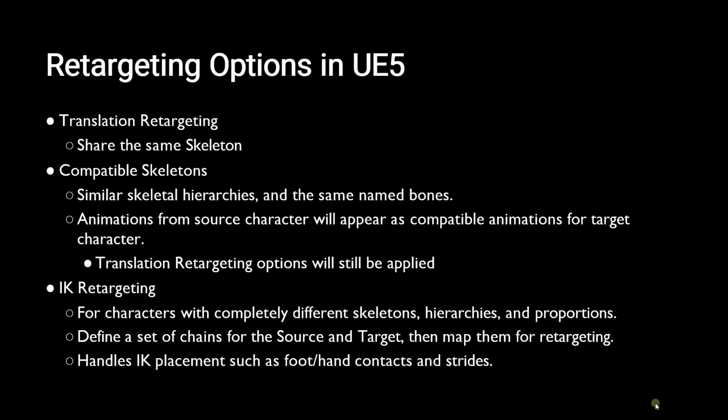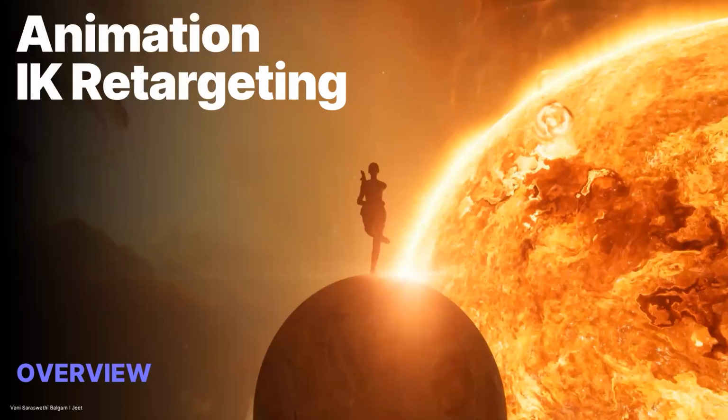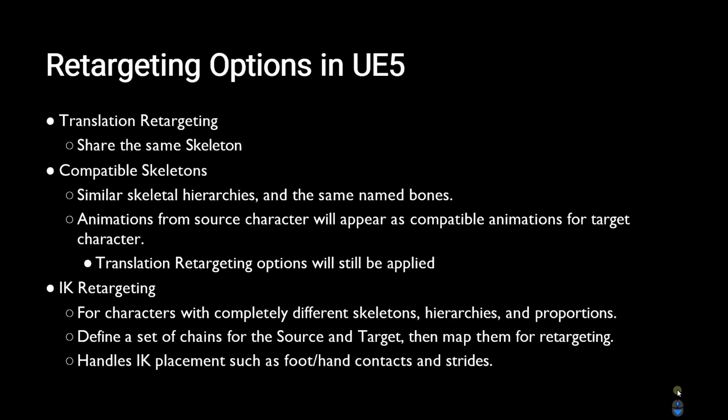So we're going to go ahead with IK retargeting, the overview, and some of the retargeting options in Unreal Engine 5. It's changed a bit since earlier versions, since 5.0. In the old version of retargeting animations, you either tell the skeletal mesh to look for a different skeleton, or the targeting options would be a bit different. I'll show you those in a moment.